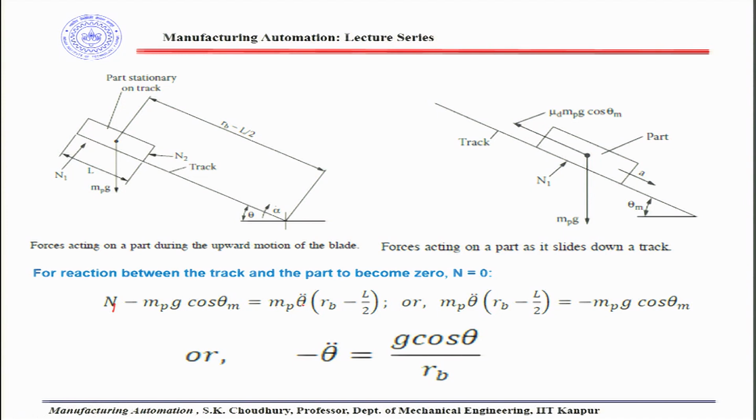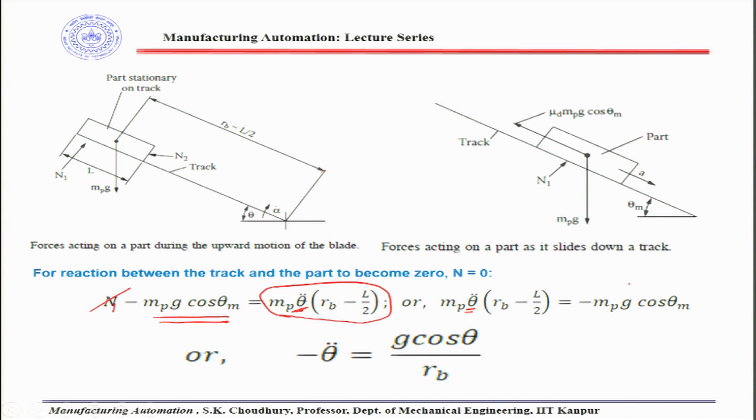So, mp theta 2 dot, this is the acceleration, into rb minus L by 2, this is the length, all right. Now, from this equation, mp n1 has to be equal to 0. So, mp theta 2 dot into rb minus L by 2 has to be equal to minus mpg cos theta m. So, from here what we can find out is the acceleration. This acceleration will be g cos theta divided by rb, okay, from this equation.